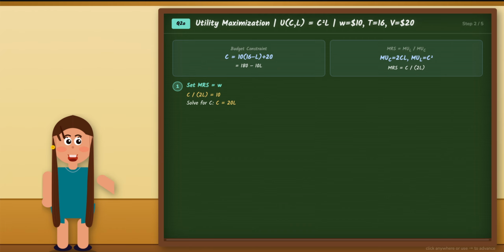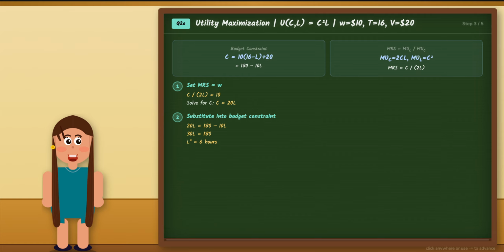Step 1 is the budget constraint. C equals 10 times (16 minus L) plus 20, which simplifies to 180 minus 10L. And step 2 is to derive the MRS. MUC equals 2CL, and MUL equals C squared. MRS equals C squared over 2CL, which simplifies to C over 2L.